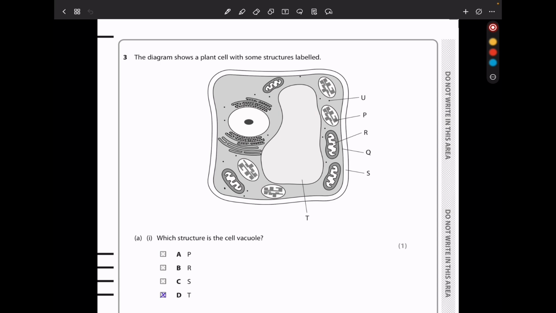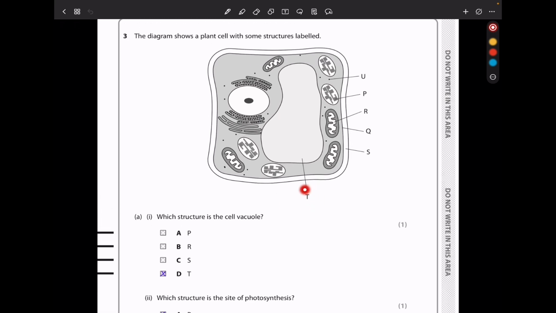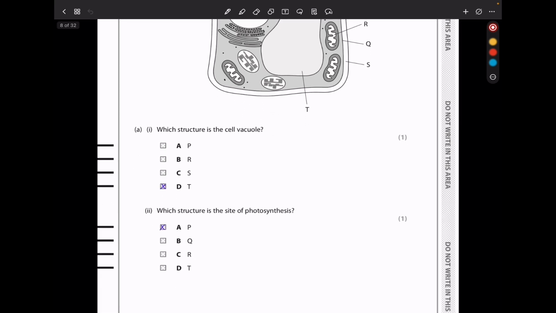In question 3, the diagram shows a plant cell with some structures labeled. So we can see the cell. And they ask which structure is the cell vacuole. Structure T is the vacuole. So D is my answer.